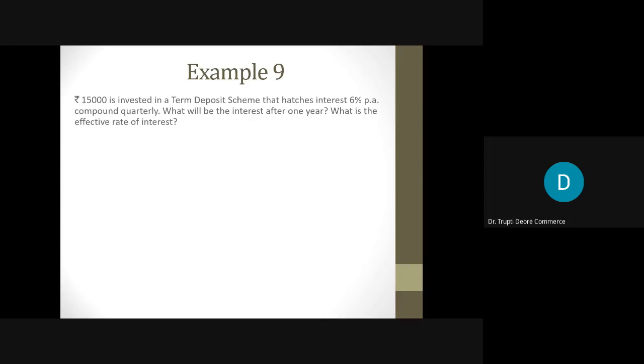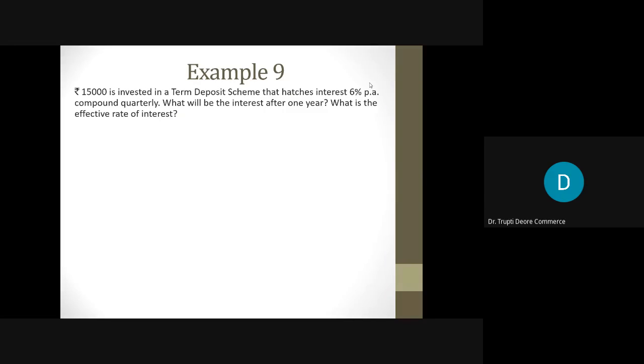Should I do the next sum? Rupees 15,000 is invested in a term deposit scheme that fetches interest at 6% per annum compounded quarterly. What will be the interest after 1 year and what is the effective rate of interest?